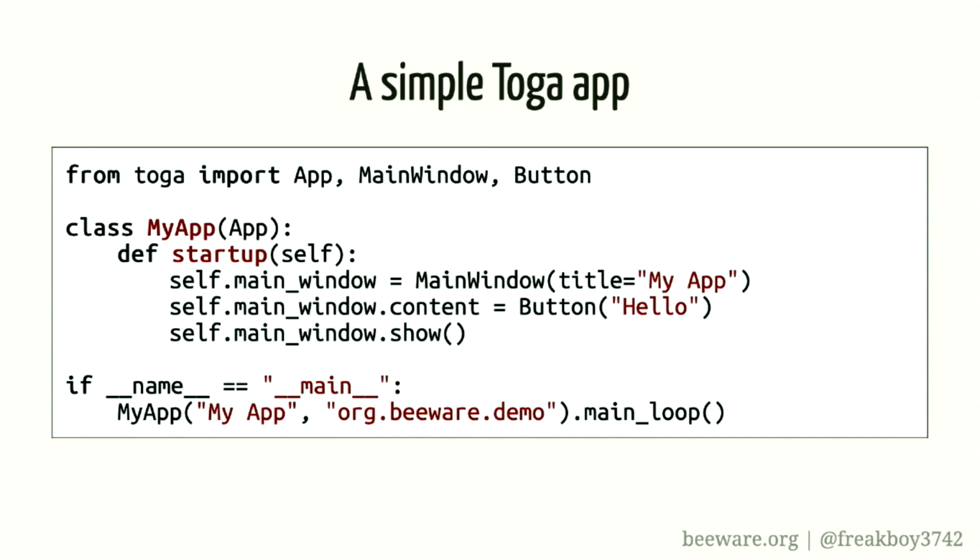The main method of your app creates an instance of your app and then starts what's called the main loop, which runs the application's event loop. We'll come back to the event loop, but for now, all you need to know is the event loop is what runs the app. The app will be displayed when main loop is invoked, and when you exit the app, the main loop method returns. Now, that's Toga, but the code is very similar for almost every other GUI toolkit.